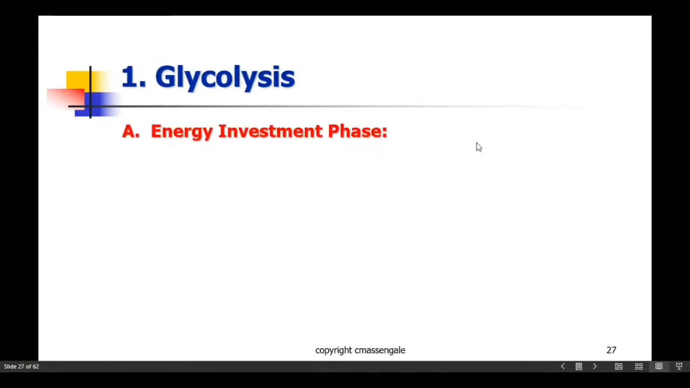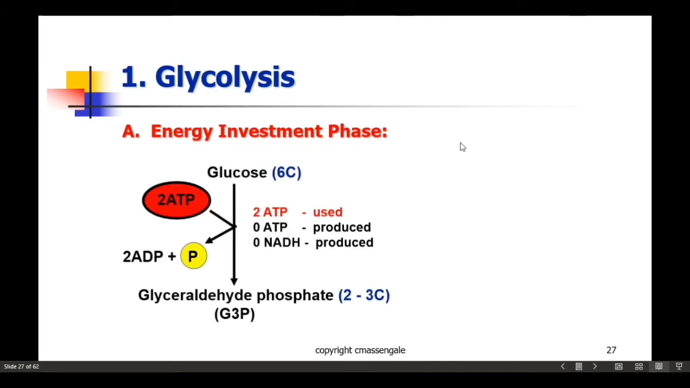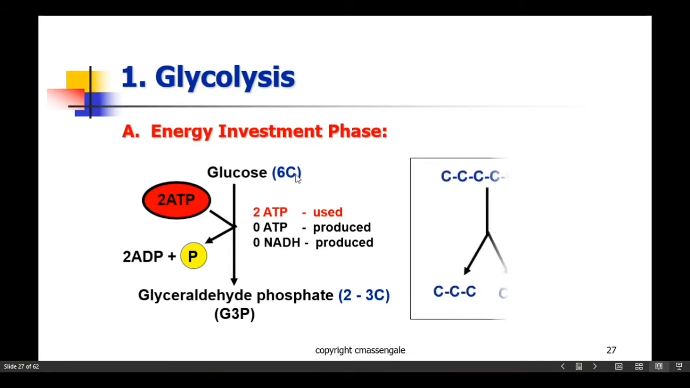Now, to sum it up, in the energy investment phase or the first five steps, the glucose molecule, which contains six carbons, is cleaved into two molecules of glyceraldehyde 3-phosphate, which contains three carbons each. In these first five steps, the cleaving makes use of two molecules of ATP. Hence, this is called the energy investment phase because it makes use of ATP molecules. So there is an investment of ATP molecules.